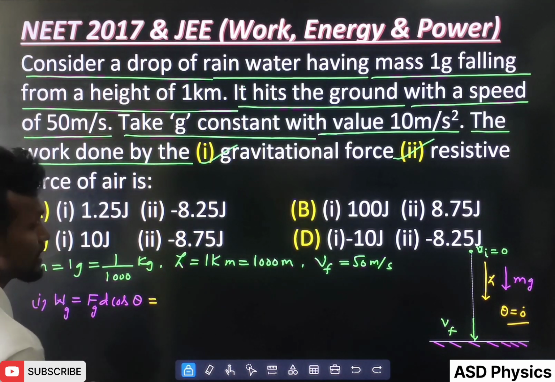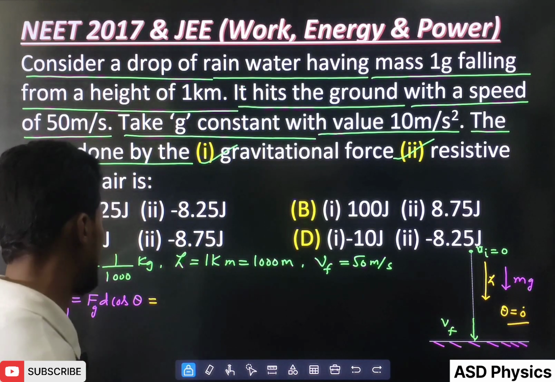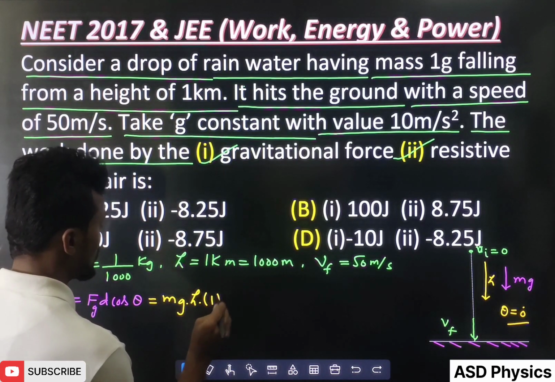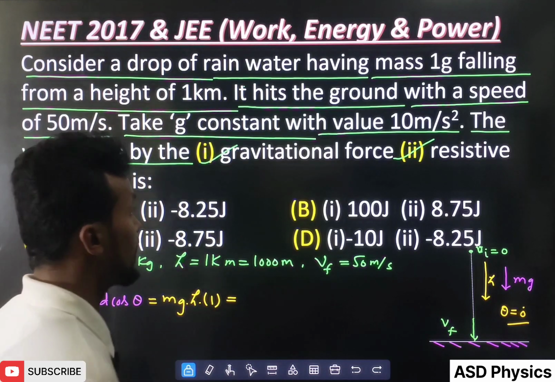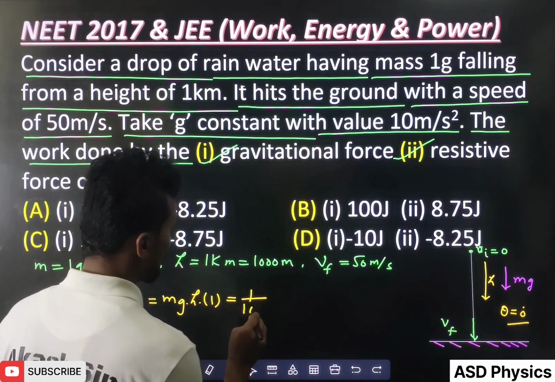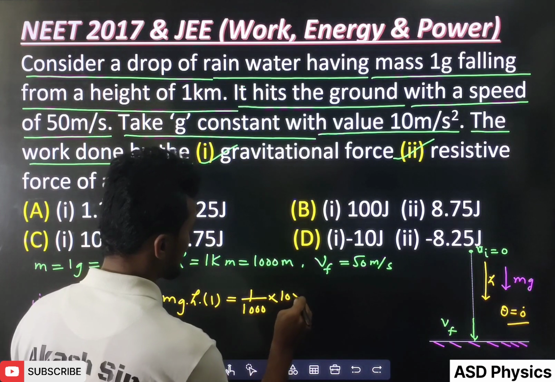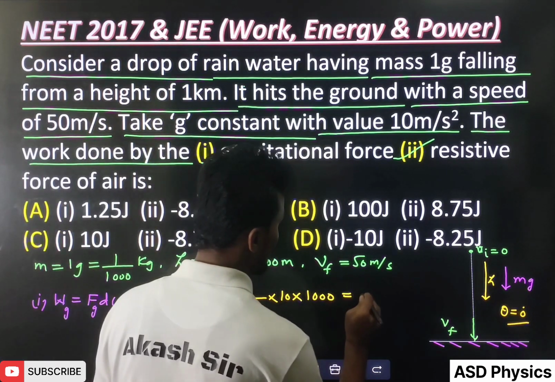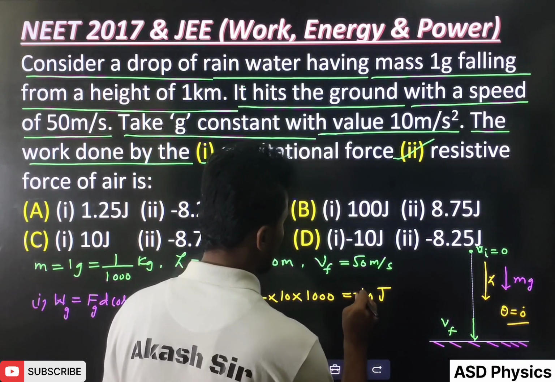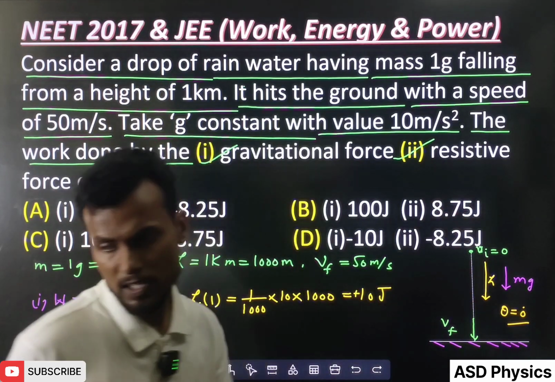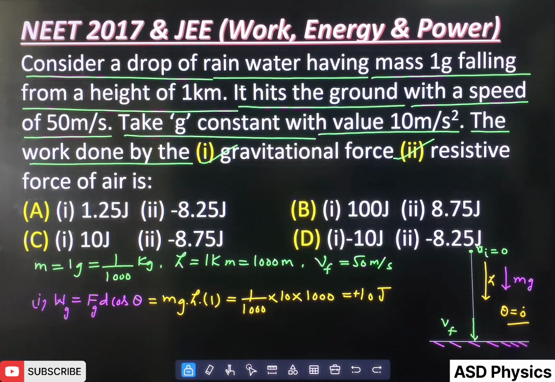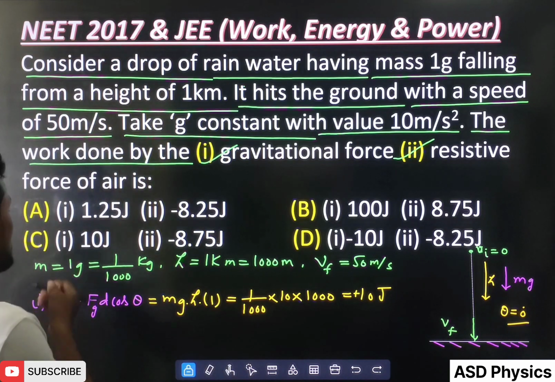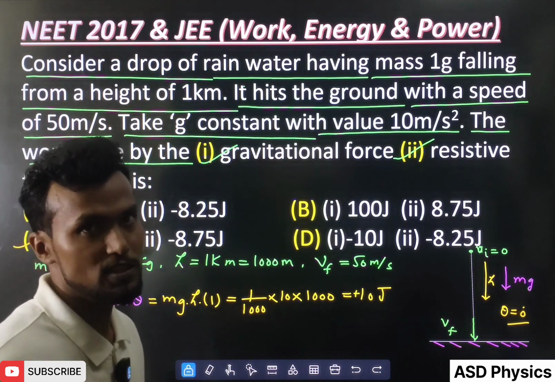So when I write it, it will come Fg into d into cos 0. Cos 0 is 1. Fg is mg and d is h, so it will be mgh. M is 1 by 1000, g is 10 and h is 1 kilometer, that means 1000. So 1000 cancels, and what will come here, students? 10 joule, plus 10 joule. Why plus 10 joule? Because both are in the downward direction. This is the work done by the gravitational force. Even if we eliminate the options, we know very well the correct option is going to be option C.